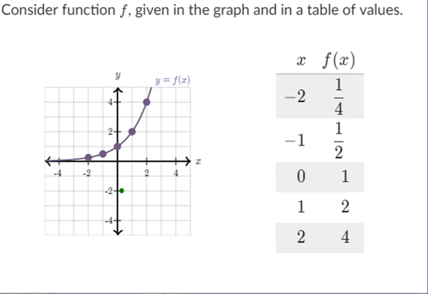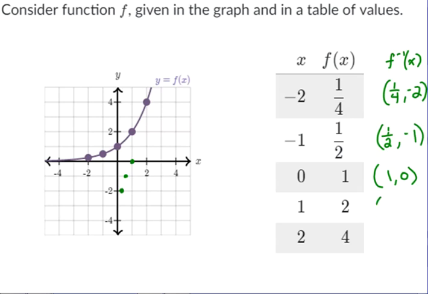If the original has the point -1, let me do this over here. Write it down so you can see as well. We're just switching the x's and the y's. So the second point there is going to switch them. So it's going to be the point +1/2, -1. The next point is going to be the point 1, 0. So our x is 1, our y is 0. The next point is going to be 2, 1. And the last point there is going to be 4, 2.